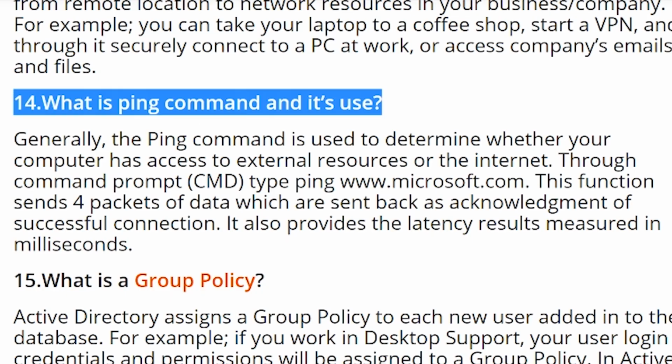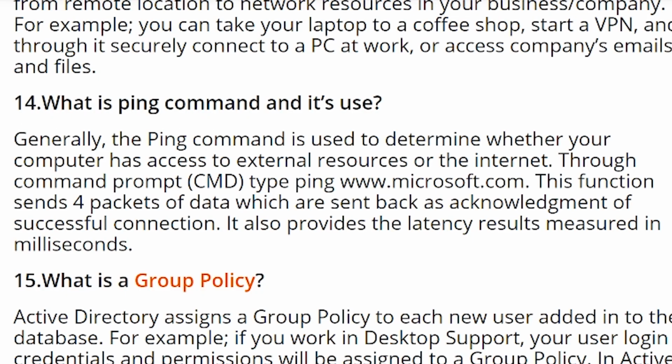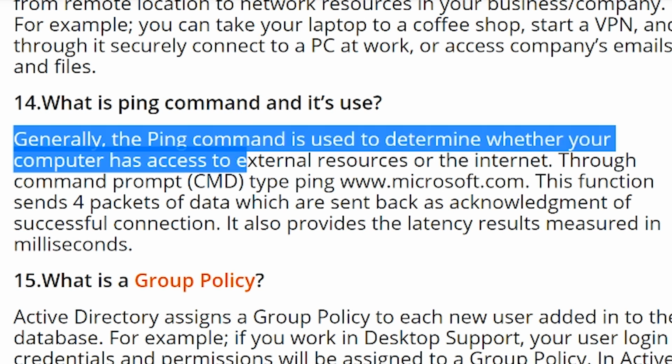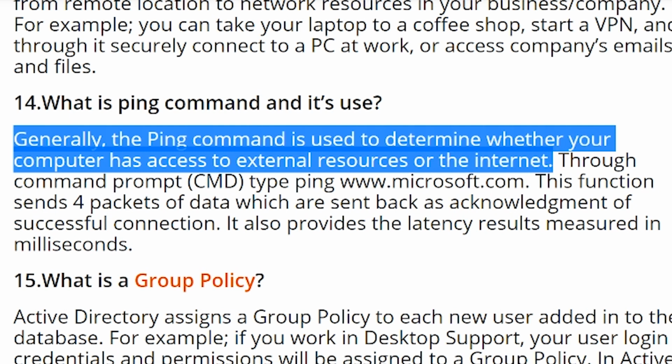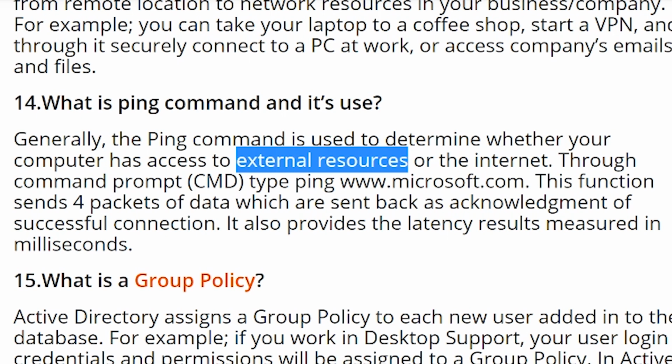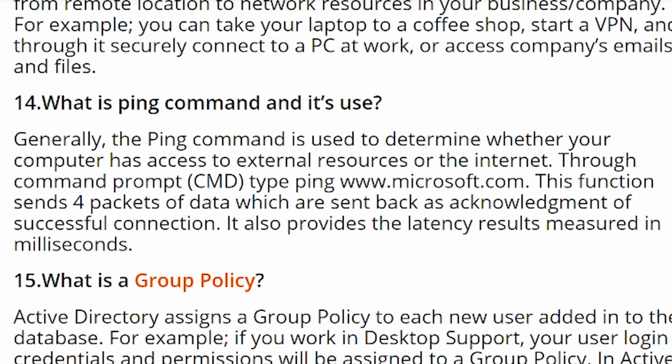So what is the ping command and its use? I'm going to explain the whole thing, but my written answer here is generally that the ping command is used to determine whether your computer has access to external resources or the internet. Anything that is considered an external resource is anything that's outside of your computer.